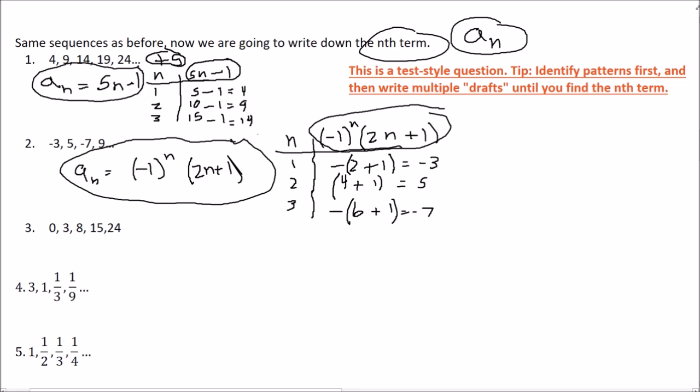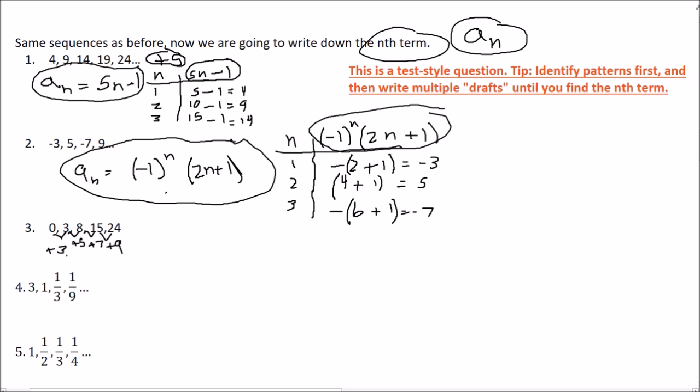0, 3, 8, 15, 24. Okay, this looks like a new pattern. So let's see, what are we adding? Looks like we add 3, I should put a plus, and then a plus 5, and then a plus 7, and then a plus 9. Okay, so it's not a consistent pattern, so that's different than what we've done before.